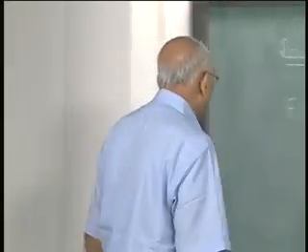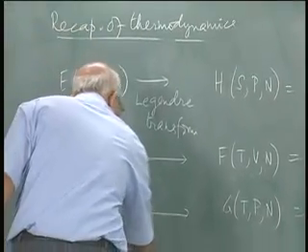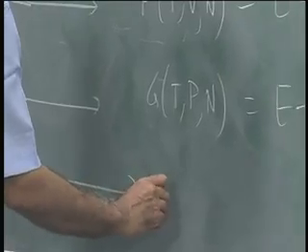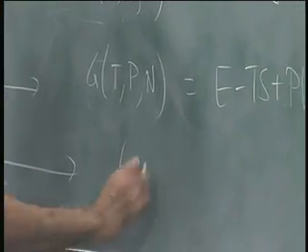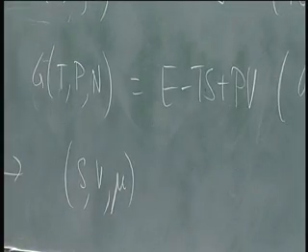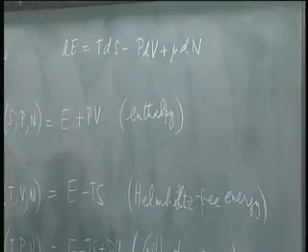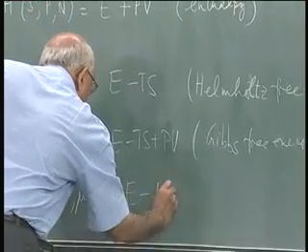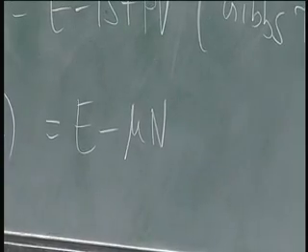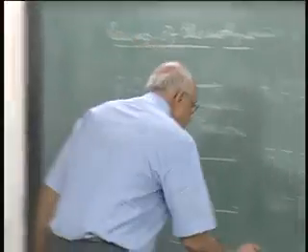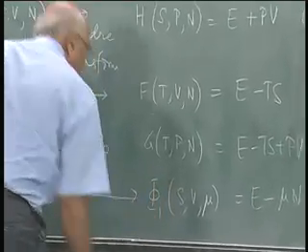For instance, let us say we have E, and instead of that I would like to have S, V and mu instead of N. Since you had a mu N here, this must be equal to E minus mu N, and that is the thermodynamic potential. So let me call it some phi 1.